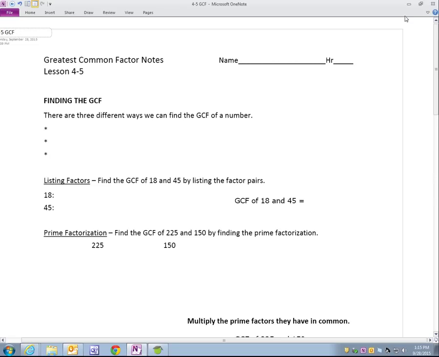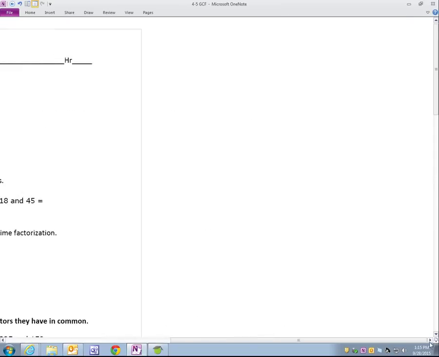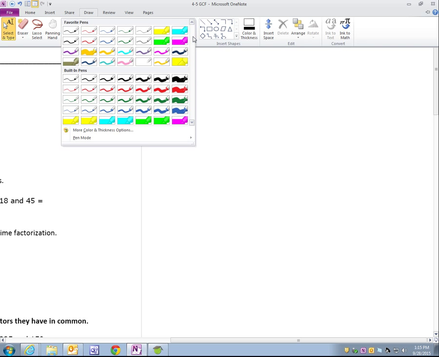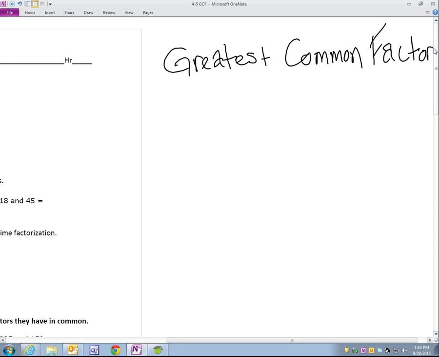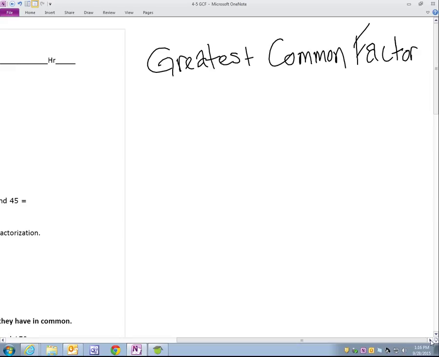Okay, the reason why people often struggle with this is because of the way that it actually looks. We have greatest common factor. You don't have to write this. Now, you know that factors are small. You just had your factorization homework last night. Factors are small, aren't they? Often, they start out small. So when you think of it being small, the word greatest kind of conflicts with that, doesn't it? Greatest common factor.